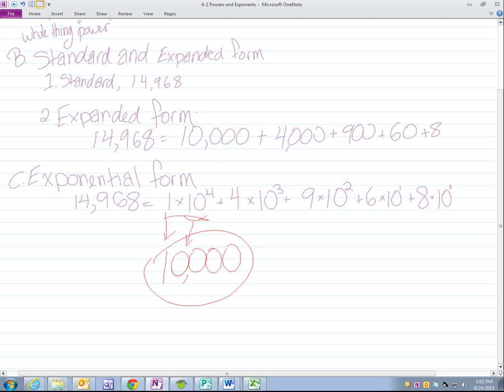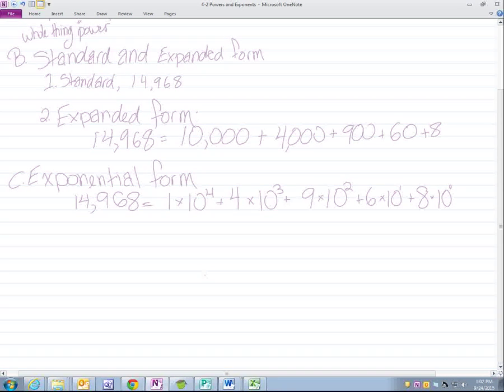So exponential form looks like that. Any questions about that? Where are you getting the pluses? Oh, I see. Yep, that's where I'm getting the addition from, because if I add all those together, I'm going to get the original, which is 14,968.